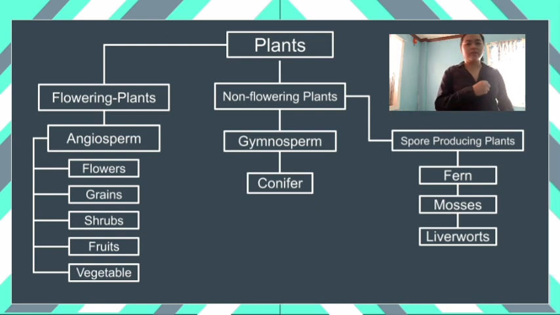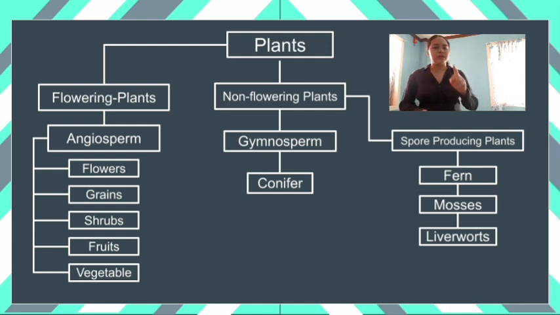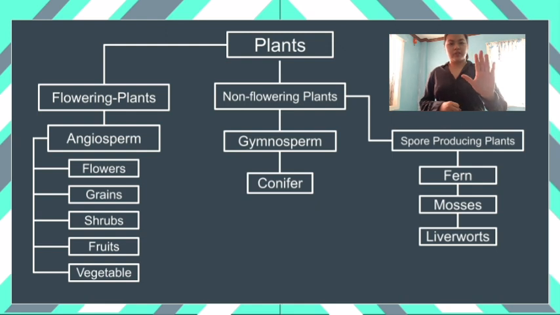So are we good? Let's go. Can you see the graphic there, the chart down right there? Yes, the plant is above. Now the plants have two categories: the flowering plants, and the second category, the non-flowering plants. Let's tackle the flowering plants first. These are only one category. Below it is the angiosperm. In angiosperm, there are 5 common types. First is the flower, grains, shrub, fruits, and lastly the vegetables.